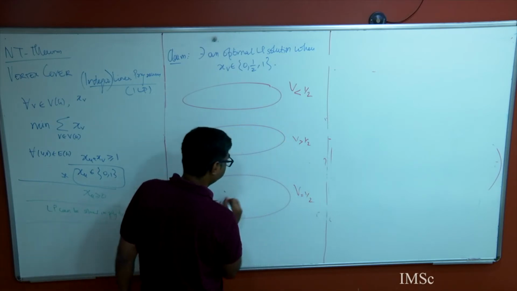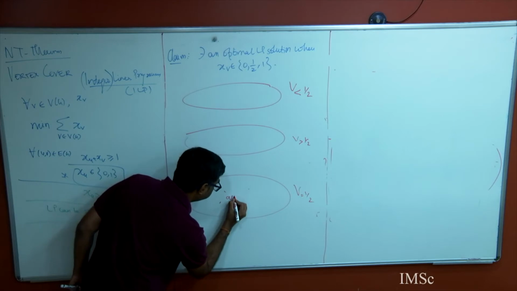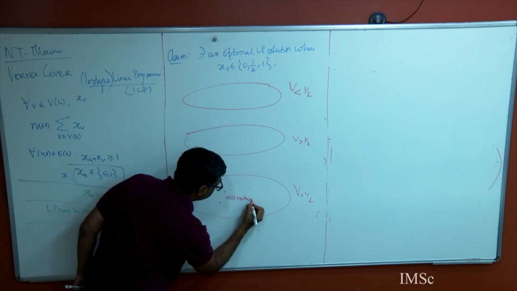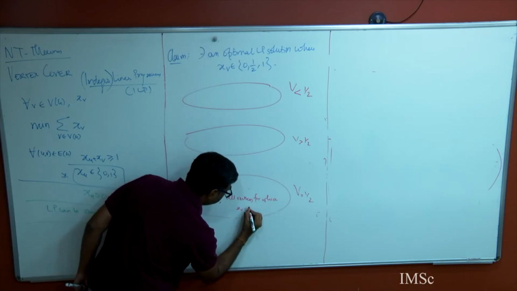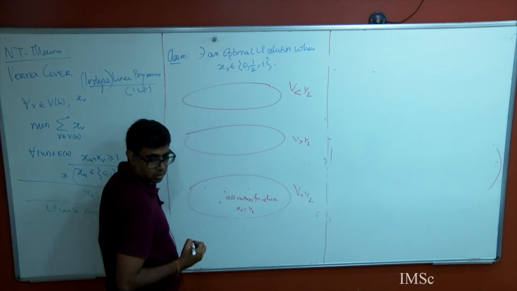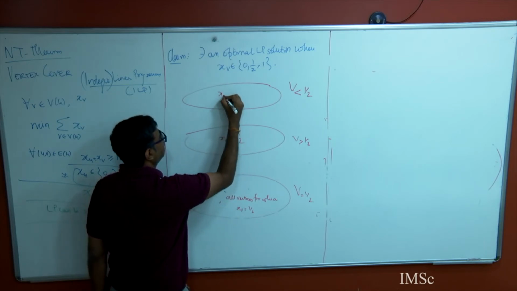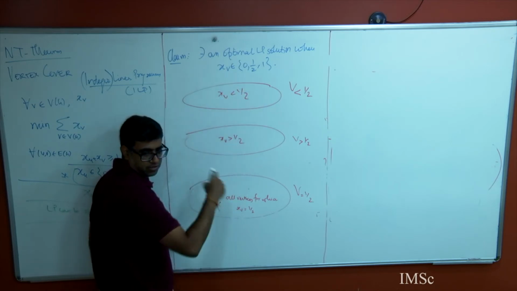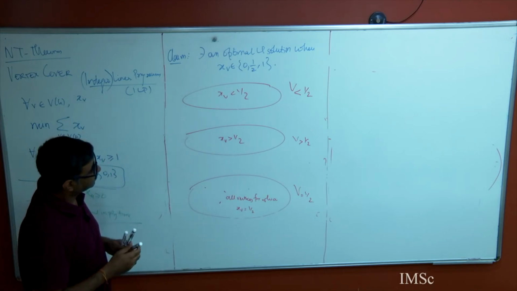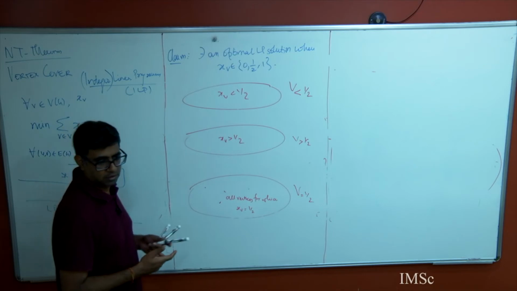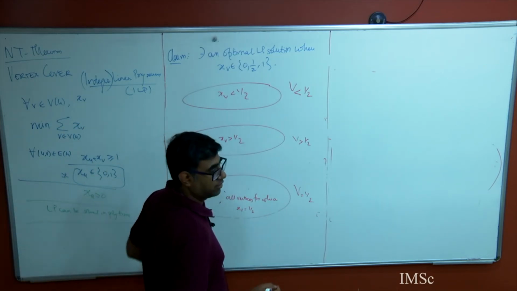So this is all the vertices which have been assigned half. Vertices for which xv equals half, here xv is greater than or equal to half, xv is less than or equal to half. So I have just partitioned these vertices. Suppose there exists a matching that saturates V greater than or equal to half.